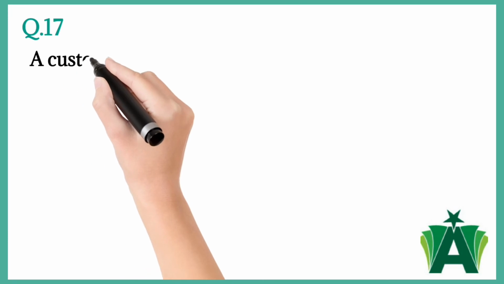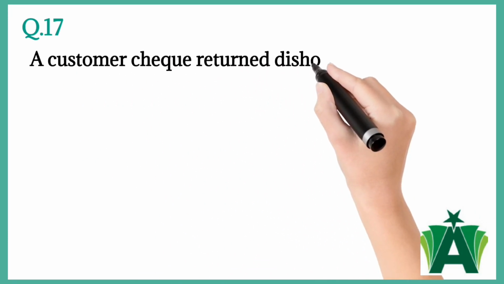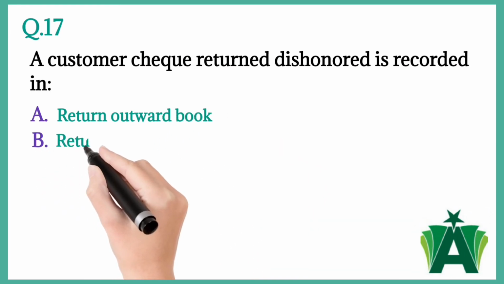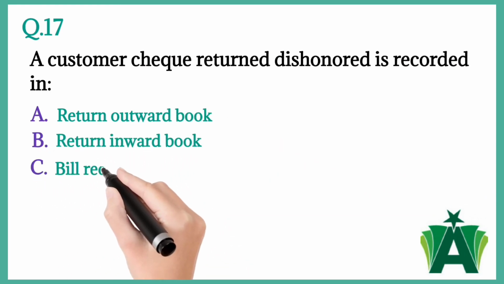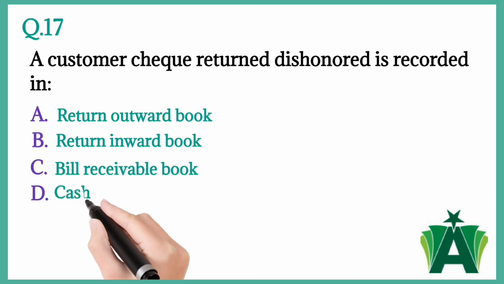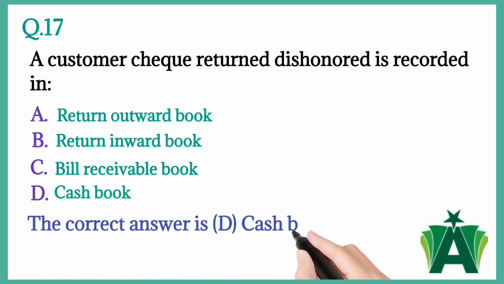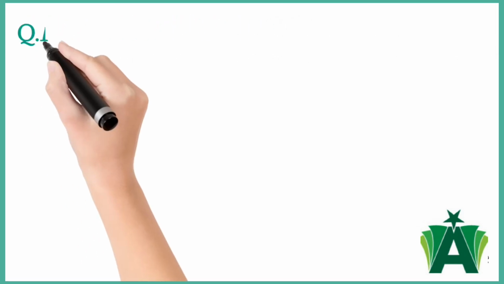Question number 17. A customer check returned dishonored is recorded in A. Return outward book, B. Return inward book, C. Bill receivable book, D. Cash book. The correct answer is D. Cash book.